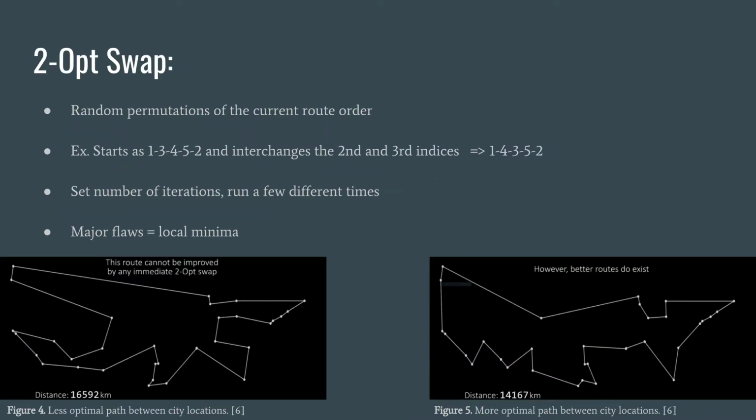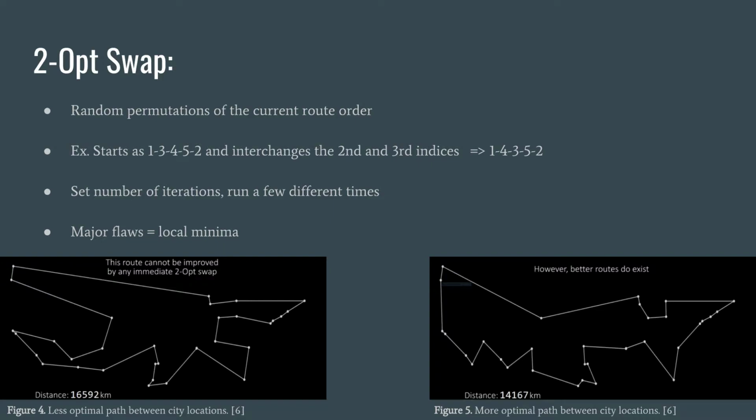The 2-op swap. The 2-op swap is a random permutation of the current route order. In this example, we have 1, 3, 4, 5, 2, and we interchange the second and third indices to get 1, 4, 3, 5, 2. We have it run for a set number of iterations because one of the major flaws is that the method usually finds the local minima.